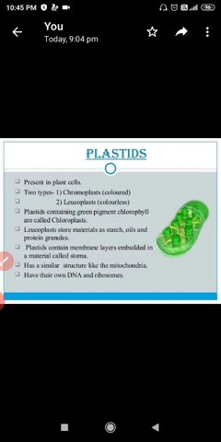So this is the characteristic feature of plants. Okay, so the presence of plastid is the characteristic feature of plants.